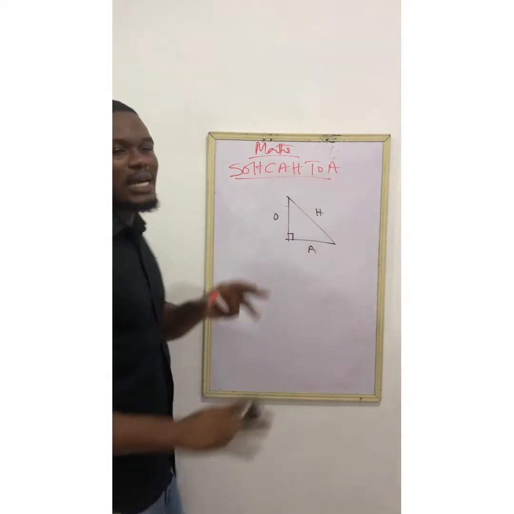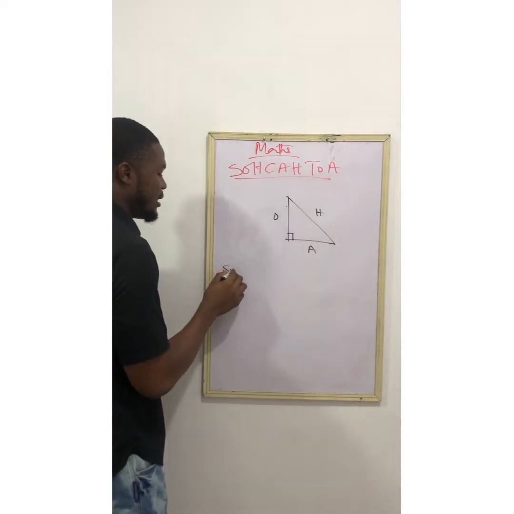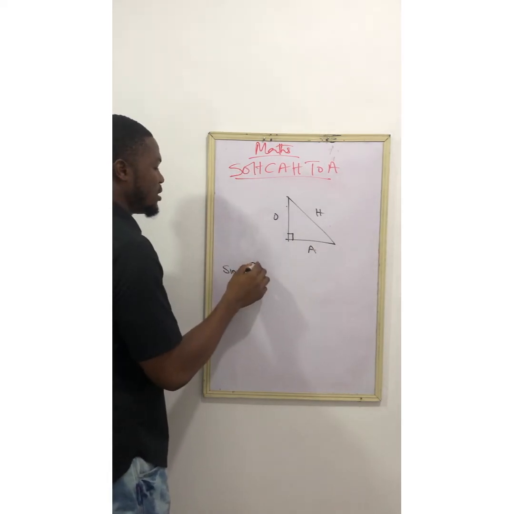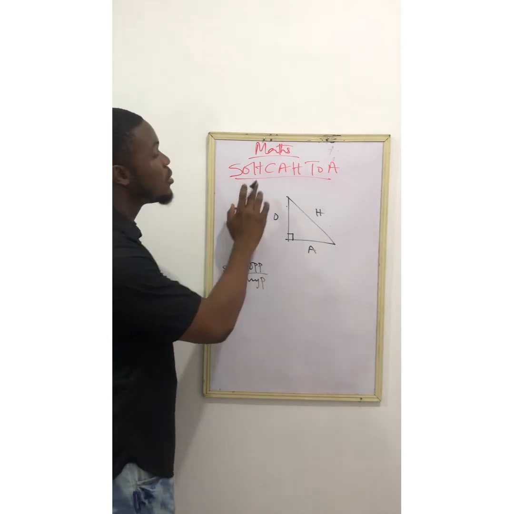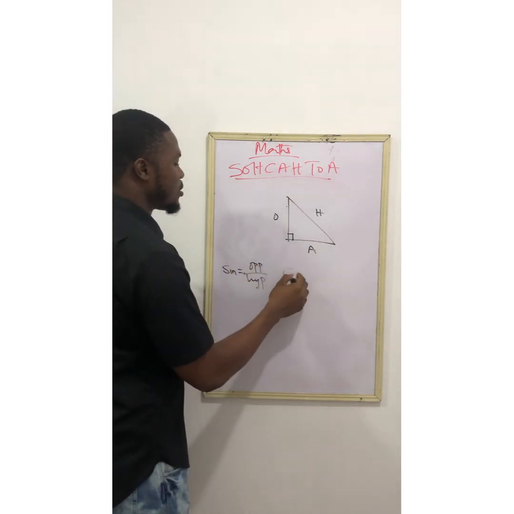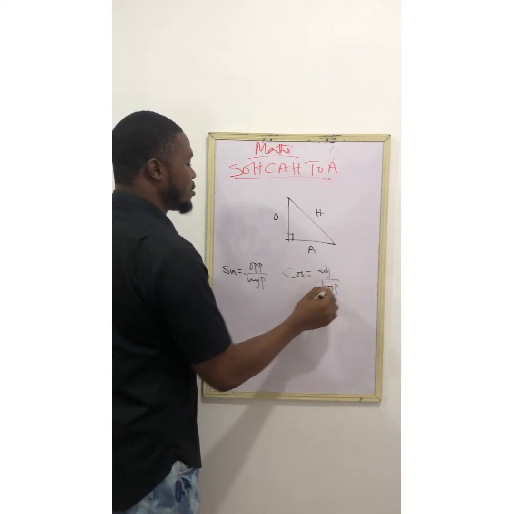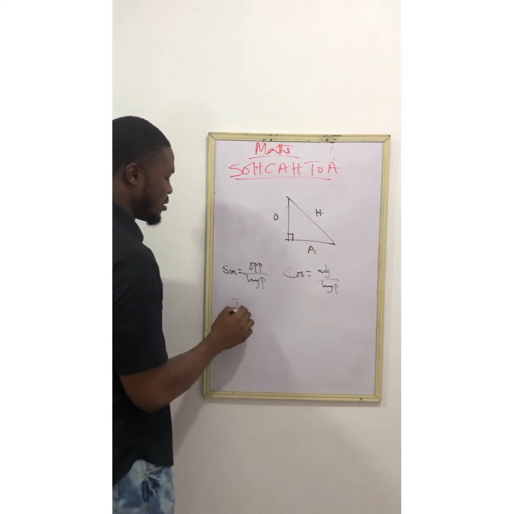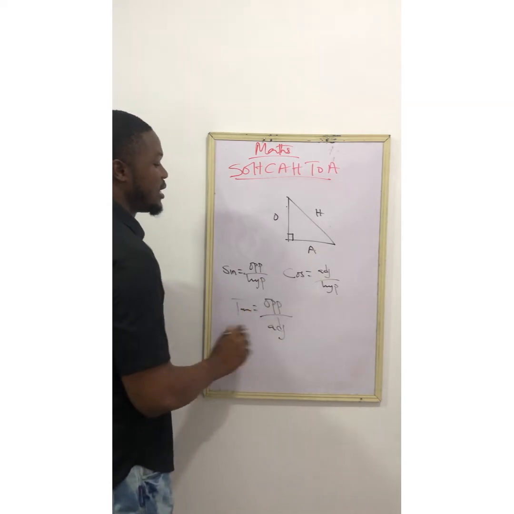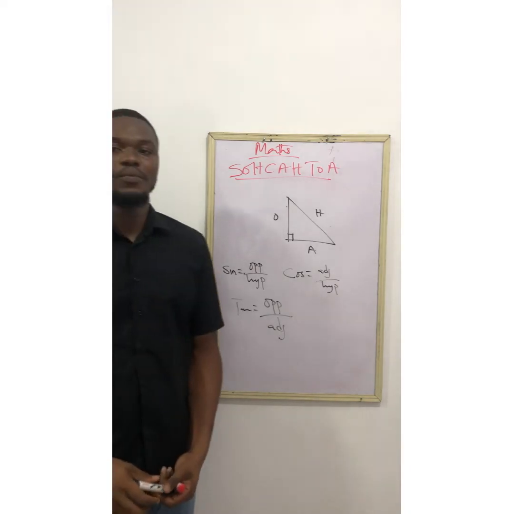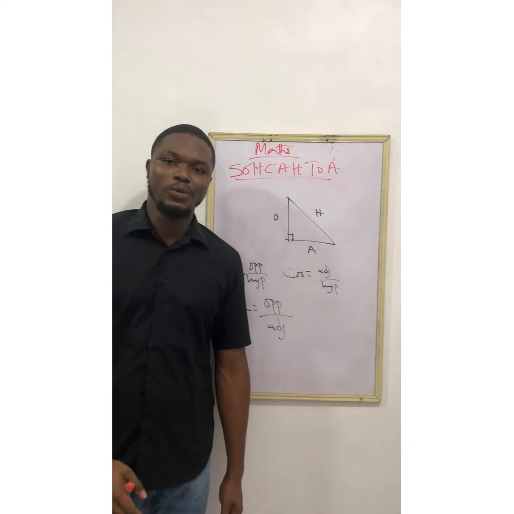So this SOHCAHTOA is an abbreviation for a formula. S means sine equals O, opposite over H, hypotenuse. That's SOH. For CAH, it means cos equals adjacent over hypotenuse. And tan equals opposite over adjacent. These are the three formulas. So the one you use depends on which side you were given and which angle you're dealing with, all right?